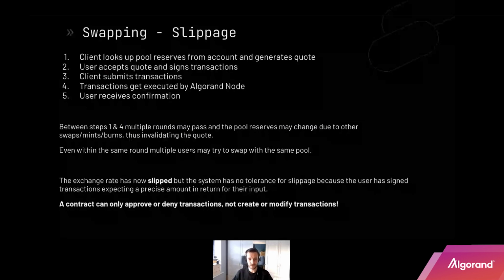And so we say that the exchange rate has now slipped. And the system has zero tolerance for slippage, because the user has signed transactions expecting a precise amount in return for their input. So you saw those screenshots from the wallet when we're signing transactions. We're signing for a very precise amount of asset A in, asset B out. And the contract can only approve or deny transactions. It can't modify the output amount of a transaction based on what the new amount should be, or create any new transactions, based on the current version of Teal at the time that we designed this.